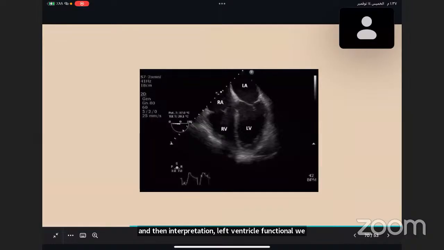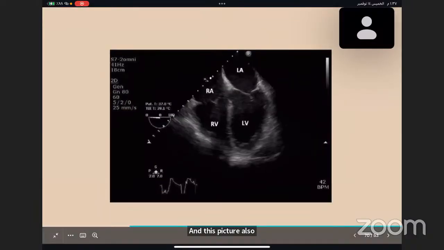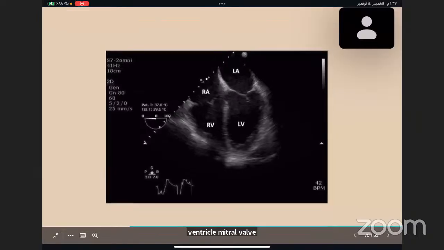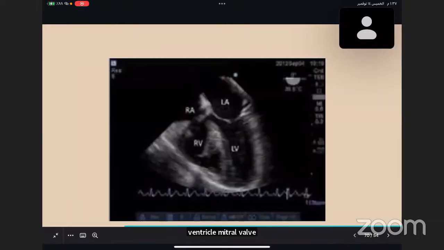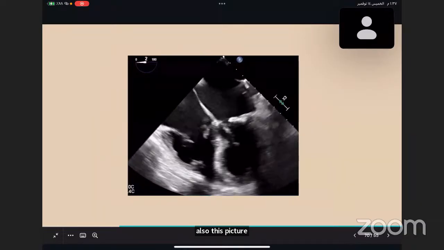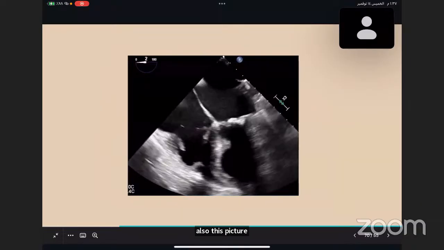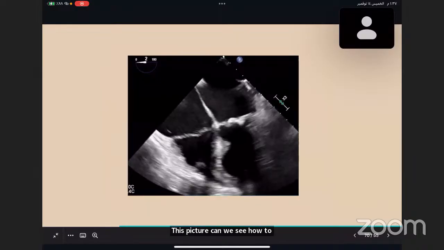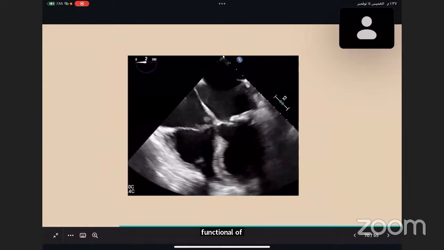And this picture also explains what I said. Here we can assess the left ventricle, mitral valve, left atrium, left ventricle. Also this picture shows the function of the valve and the contraction of the heart.